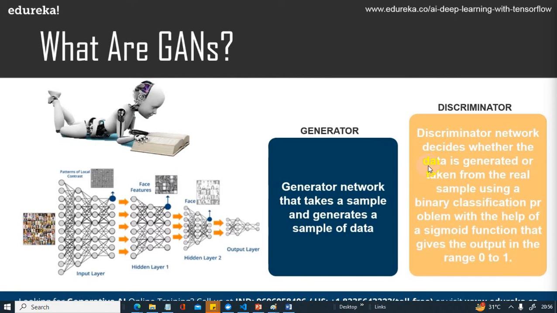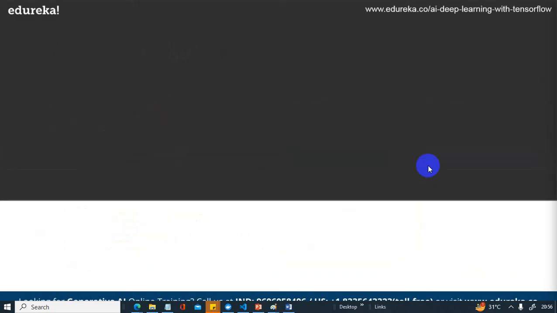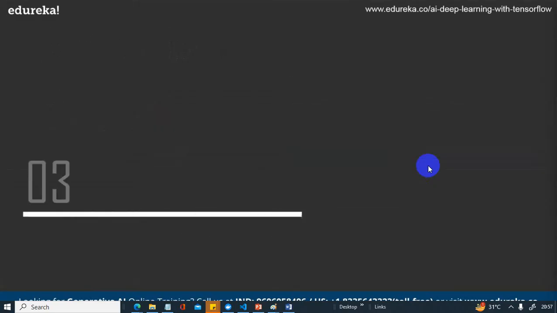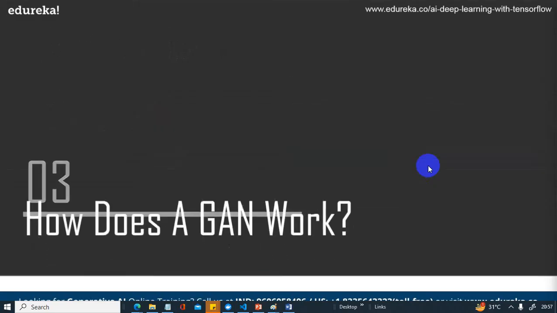The GAN's architecture consists of two submodels known as the generator model and the discriminator model. A generator network takes a sample and generates a sample of data. A discriminator network decides whether the data is generated or taken from the real sample using a binary classification problem with the help of a sigmoid function that gives the output in the range 0 to 1. So let us go ahead and take a look at how GANs actually work.